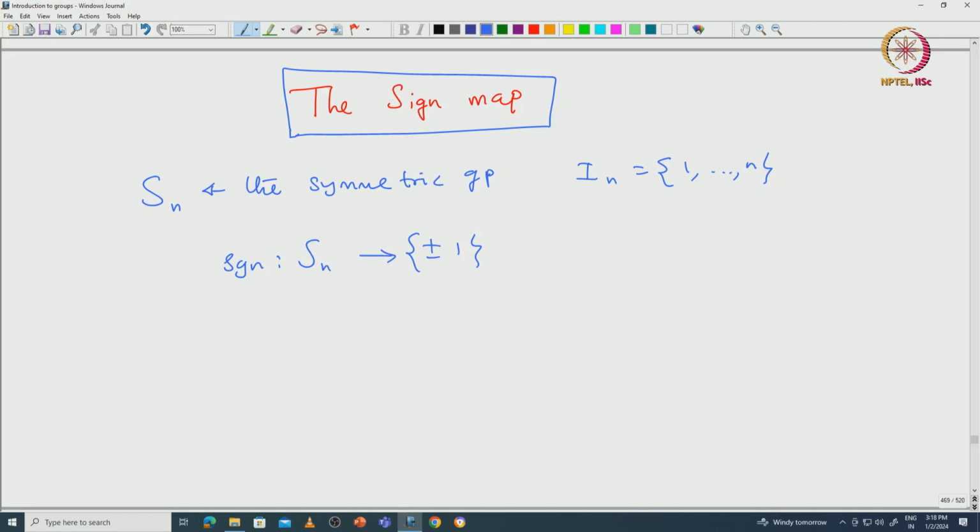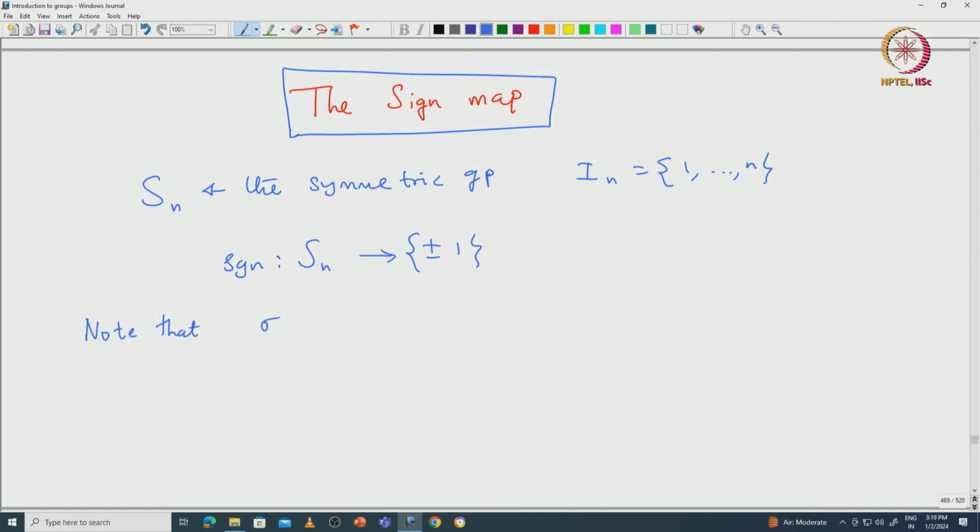The way we defined it, we used the action of Sn on Rn, and then we identified each permutation with the permutation matrix associated with that permutation, and using that interpretation we defined this map. Okay. So, let us briefly recall how Sn acts on Rn, and then how one can use that action to define this sign map. Okay. So, note that.